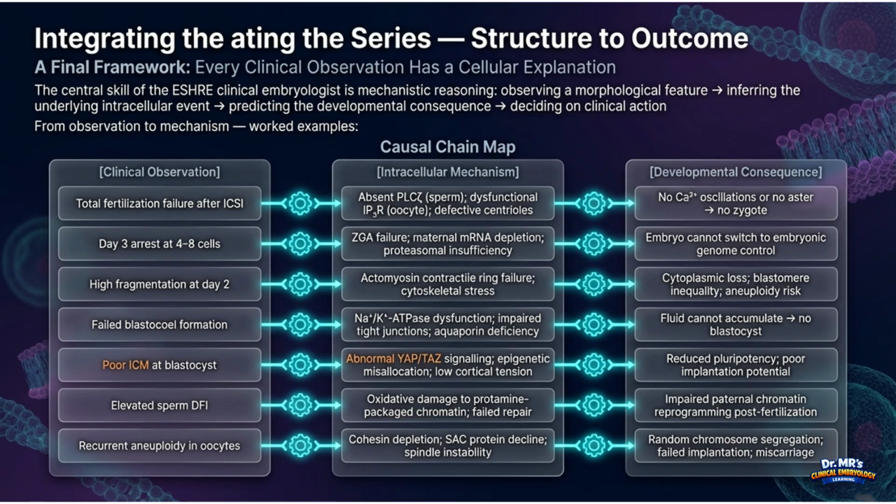Case 2. A 38-year-old patient. 8 fertilized zygotes. On day 2, they're all beautiful, symmetrical 4-cell embryos with 0 fragmentation. But on day 3, every single one of them arrests at the 6 to 8 cell stage. None of them compact on day 4.